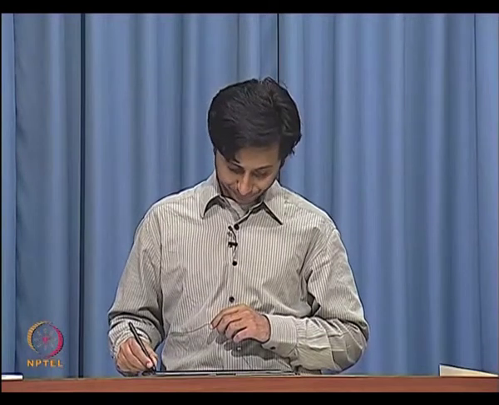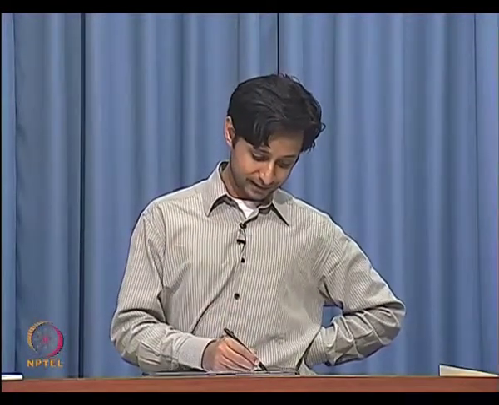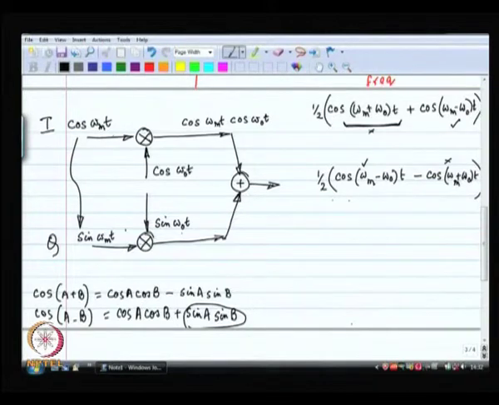Is there any problem over here? There is a problem. There are two problems. One is, if my message is cosine omega m, how do I generate the sine part of it? That is problem number 1. And problem number 2 is, if my local oscillator is generating cosine omega naught t, then how do I generate sine omega naught t? So, these are two different problems.